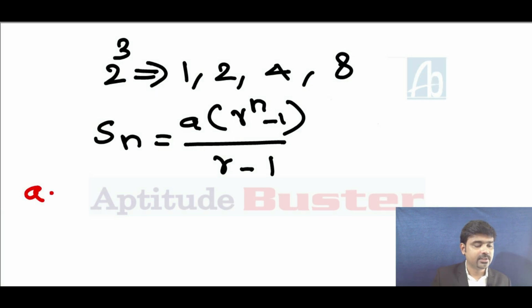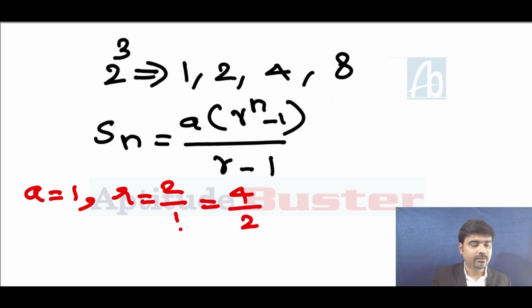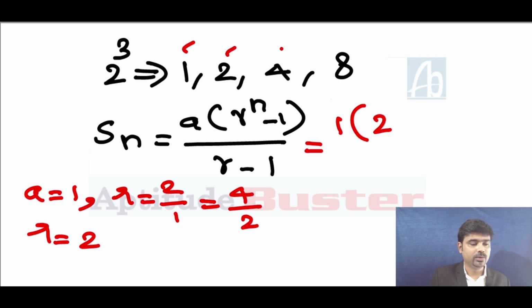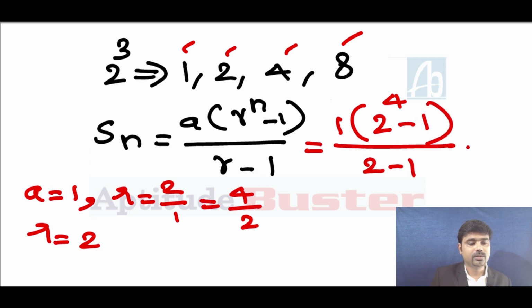Here A is the first term, so the first term is 1. R value is equal to second term divided by the first term, which is equal to third term divided by the second term. So the value of R is 2. Here substitute: 1 into 2 power n, where n is nothing but 1, 2, 3 and 4. 2 power 4 minus 1, divided by 2 minus 1. So 2 power 4 is 16, minus 1. Answer is 15. Sum of these factors is 15.